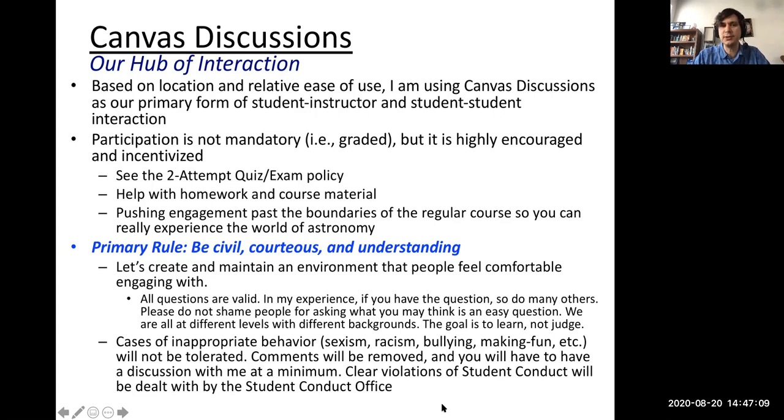There are ways to do that really well, but converting 4 classes to online in a hurry, I have not had the time to really build in that kind of structure, which usually takes years of experience. All right, so just again, participation is not mandatory, but it is highly encouraged and incentivized.